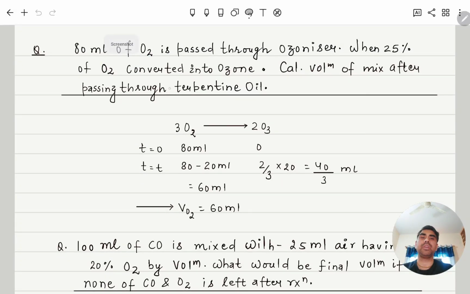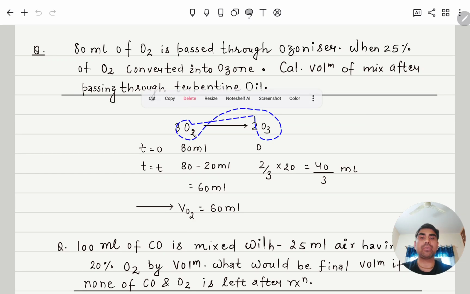Same like that, you can see this question: 80 ml of O2 is passed through an ozonizer. Ozonizer means again something like a eudiometer, but since it is an ozonizer, it is a mixture of O2 and ozone, O3. When 25% of O2 is converted into ozone, calculate the volume of the mixture after passing through turpentine oil. Here oxygen is getting converted into O3. If we balance this, 3 moles of O2 change into 2 moles of O3.